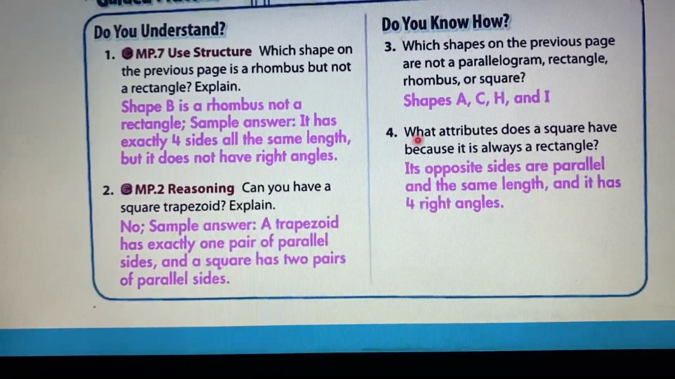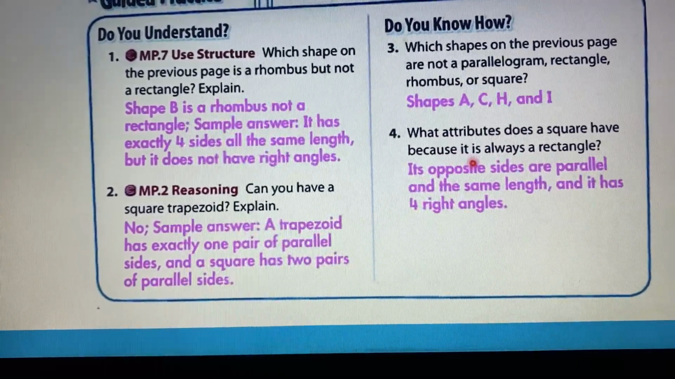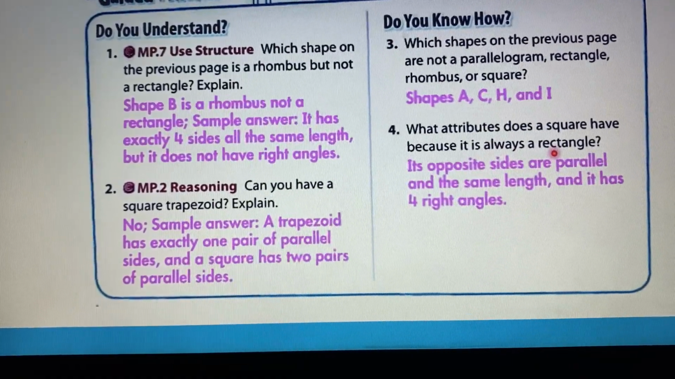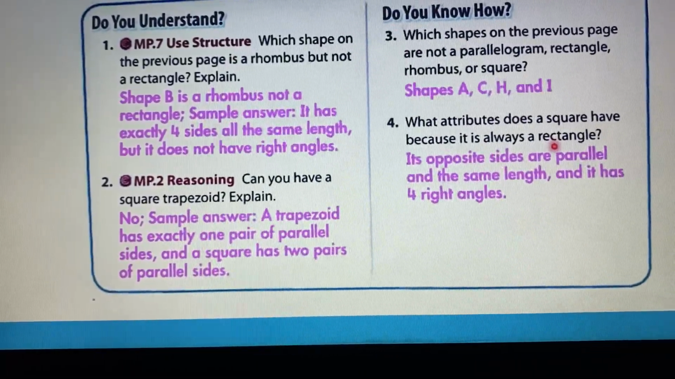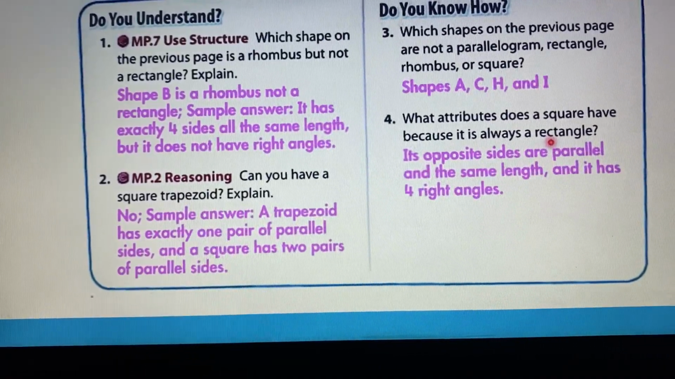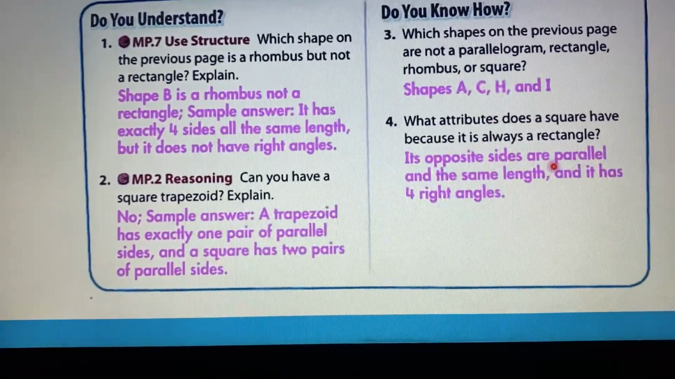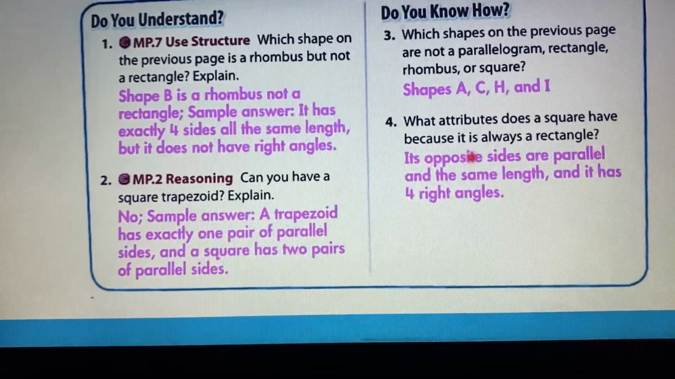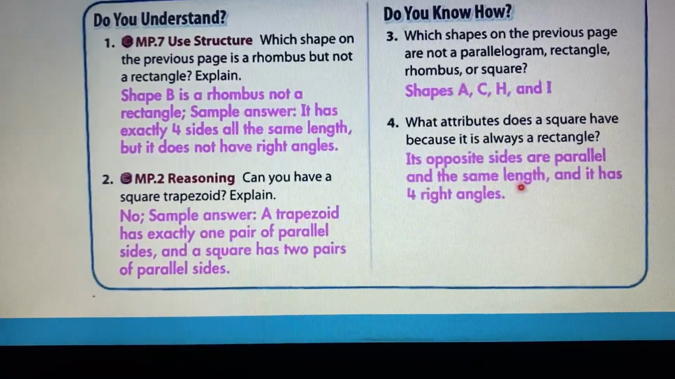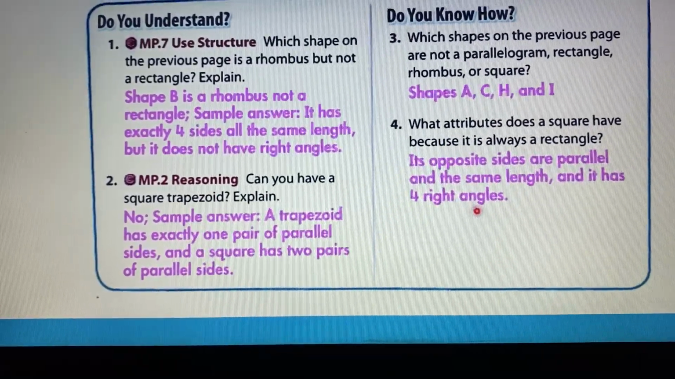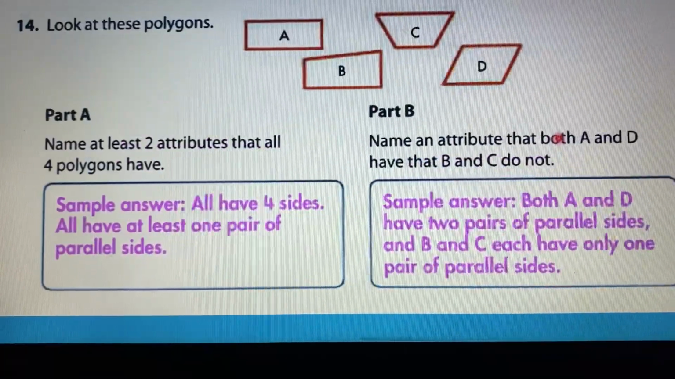Look at question number 4. What attributes does a square have? Because it is always a rectangle. Why is it always a rectangle? Remember that it has four right angles, right? And it has two pairs of parallel sides, so its opposite sides are parallel and the same length. And also it has four right angles. That's why we can say that a square is also a rectangle.